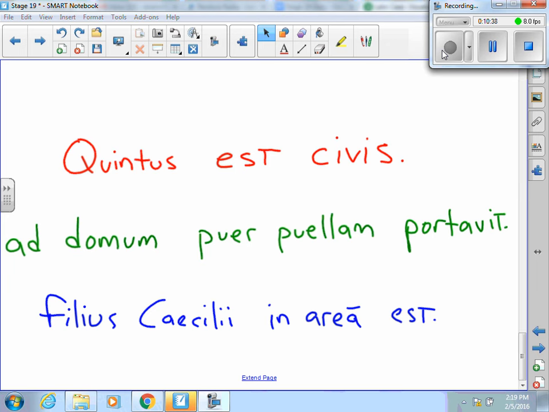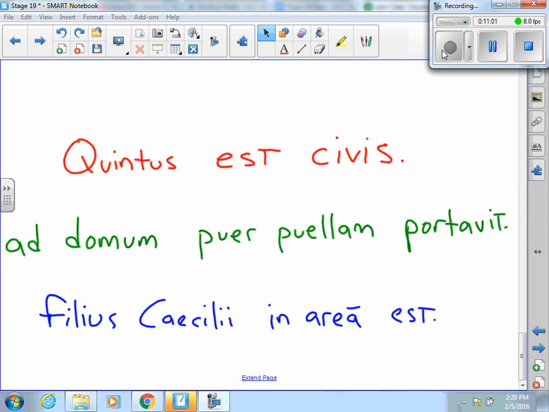Last one here, we have filius, that's nominative, it is being used as a subject. Caecilii is genitive, it is going back to filius, the son of Caecilius. In area is ablative because it is being used with the preposition in. And then we have est, our linking verb. Translation: the son of Caecilius is in the threshing area, or the courtyard.